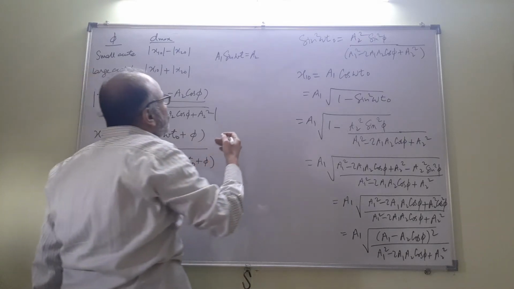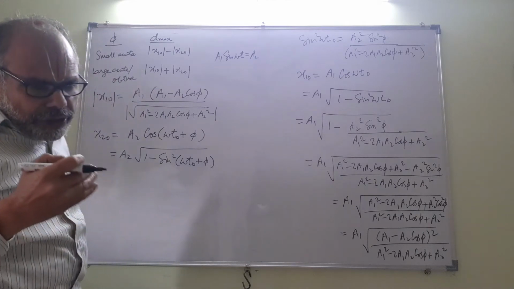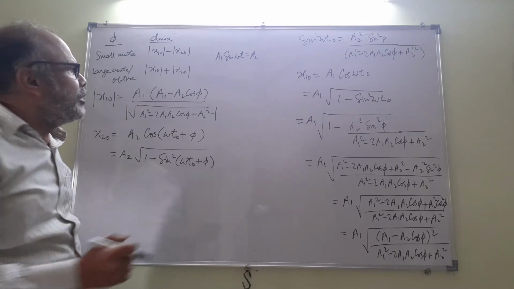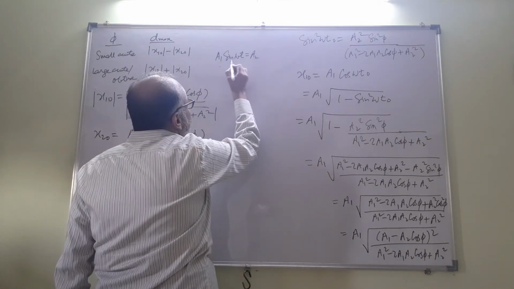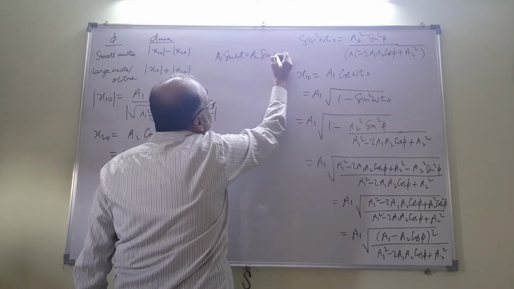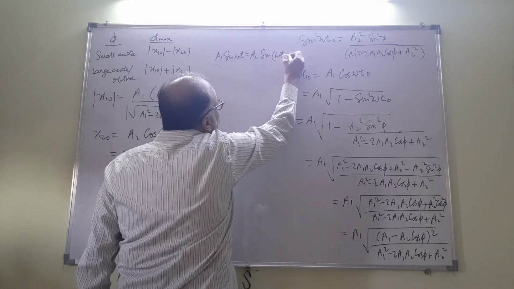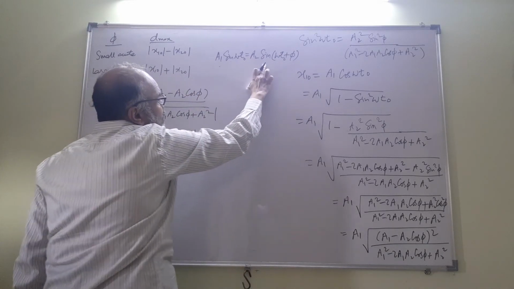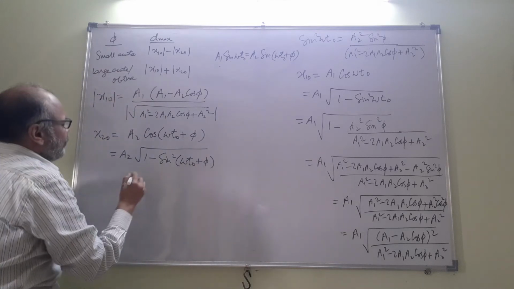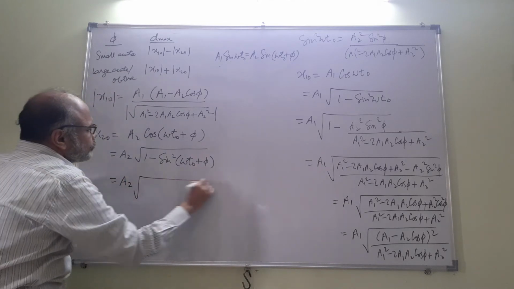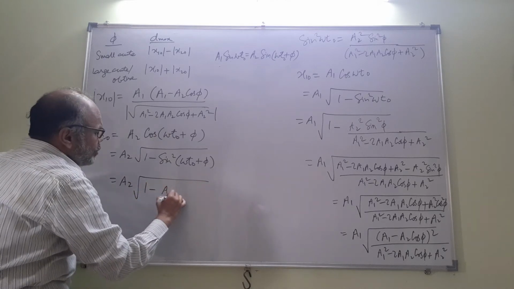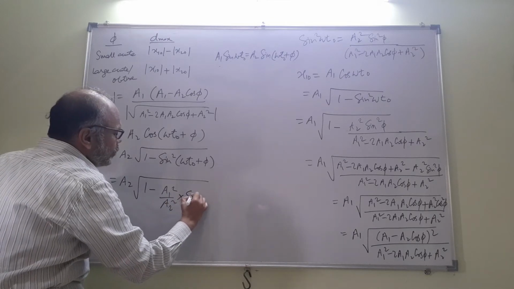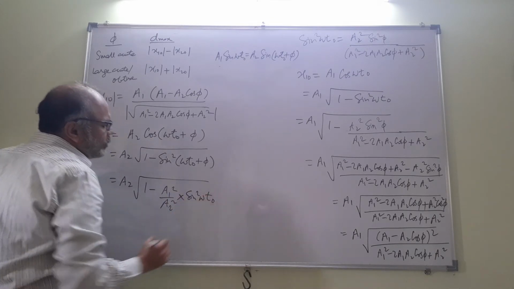when we differentiated the position of 1 with respect to 2, x1 minus x2 with respect to t, and equated to 0, we got this relation: a1 sine omega t is equal to a2 sine of omega t plus phi. So therefore I can now say sine of omega t naught plus phi is a1 squared by a2 squared into sine squared omega t naught.